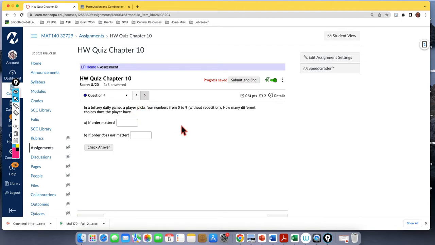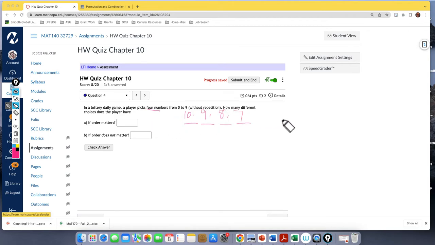A lottery daily game. Player picks 4 numbers from 0 to 9 without repetition. How many different choices does the player have? Since we can't repeat, that's a permutation, and we're choosing 4 numbers. So again, we could do the slots. We have 10 digits to choose from, no special rules. So we have 10 for the first choice, but since we can't repeat, there's 9, there's 8, there's 7.